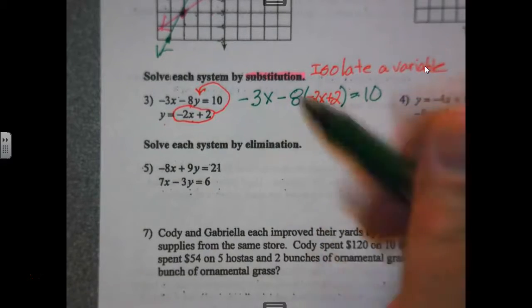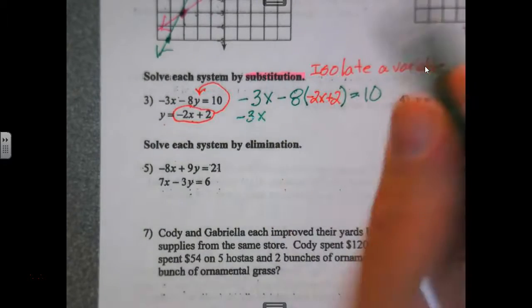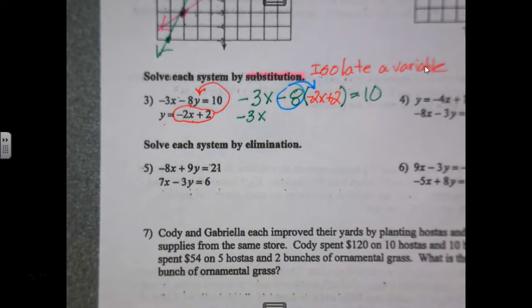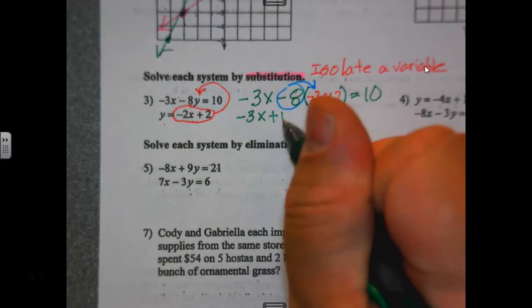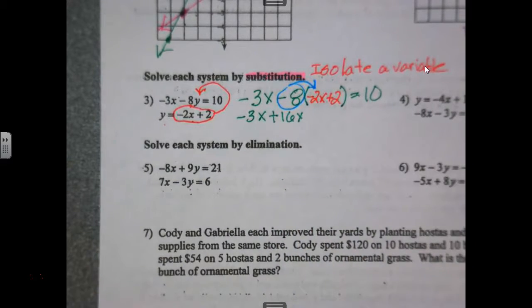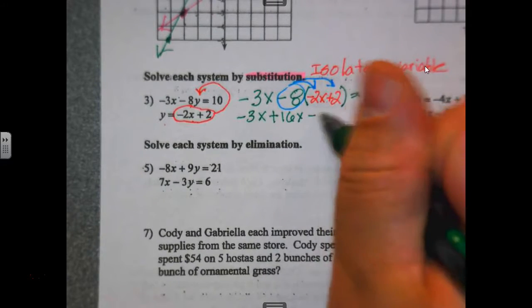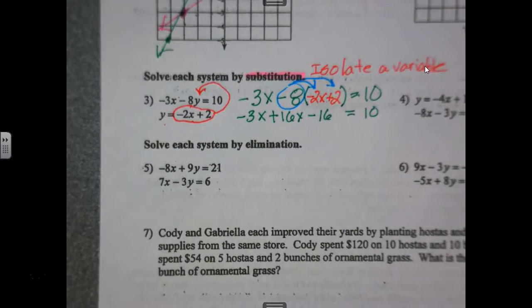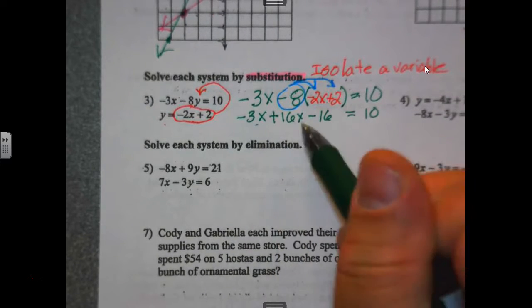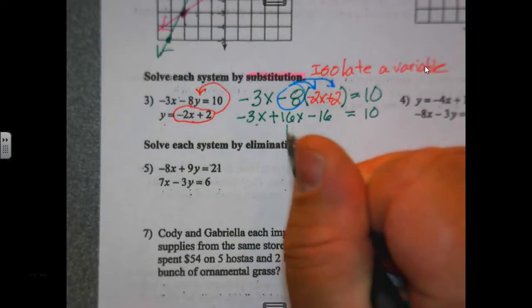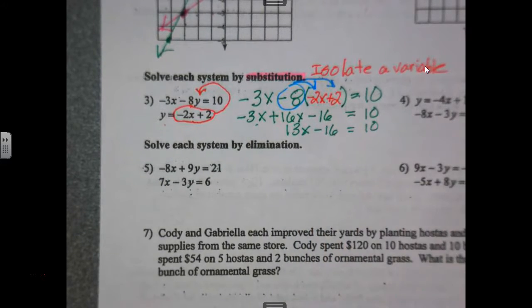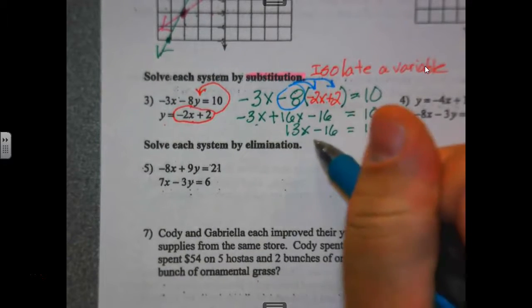Okay, so I have negative 3x. I have to distribute minus 8 times minus 2x to positive 16x. Negative 8 times positive 2 is negative 16 equals 10. Now I just solve for x. Negative 3x, positive 16x, 13x. Glad they gave us enough room here. I'm going to add 16 to both sides.